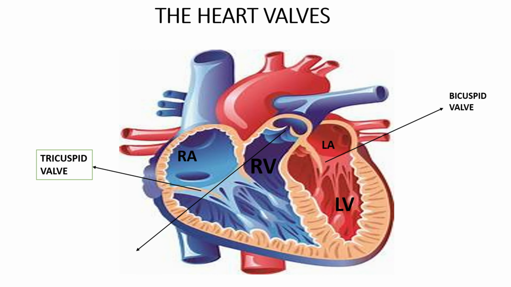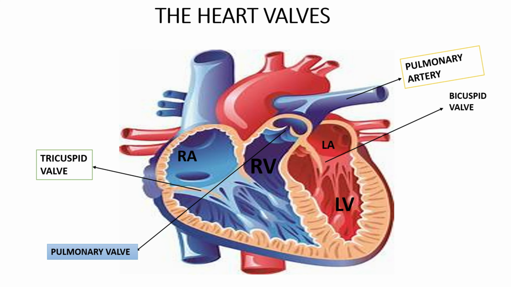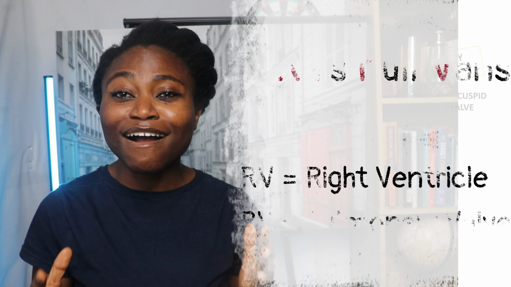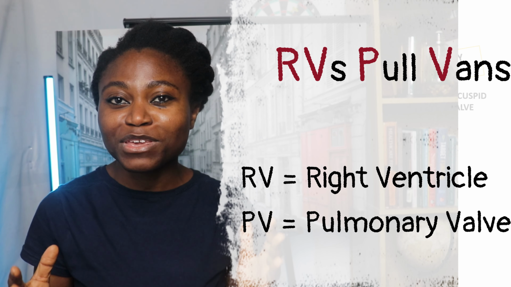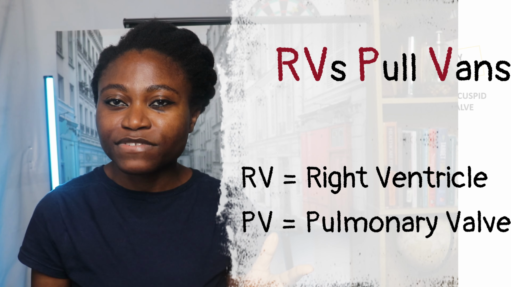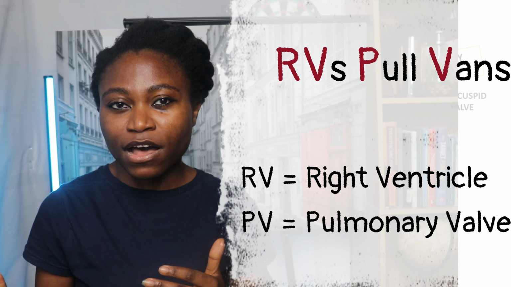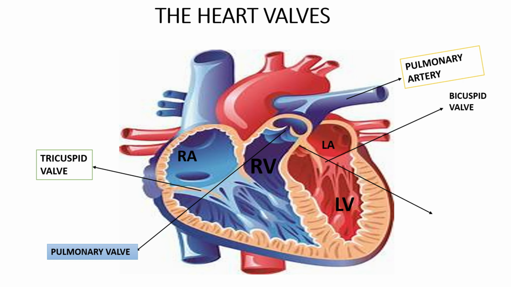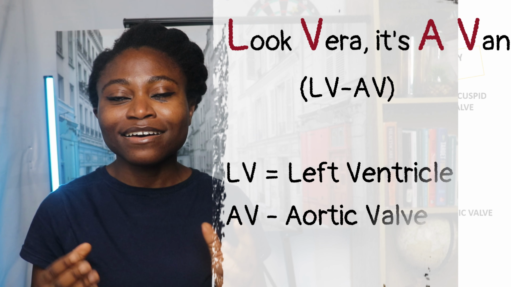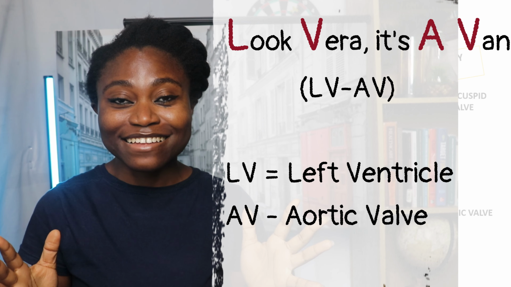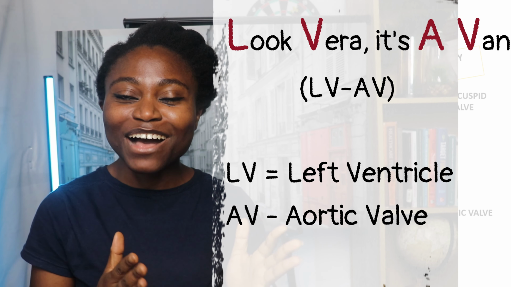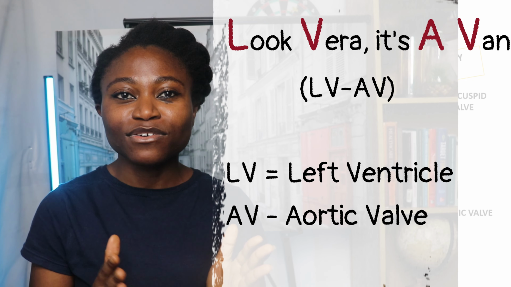Then the third valve is the pulmonic or the pulmonary valve, and this separates the right ventricle and the pulmonary arteries. Use the mnemonic RVPV, which represents right ventricle and pulmonary valve. And finally, we have the aortic valve, which separates the left ventricle from the aorta. So use the mnemonic LVAV, left ventricle aortic valve.